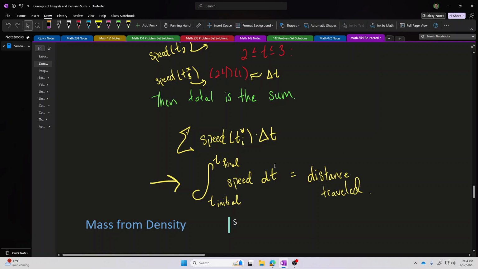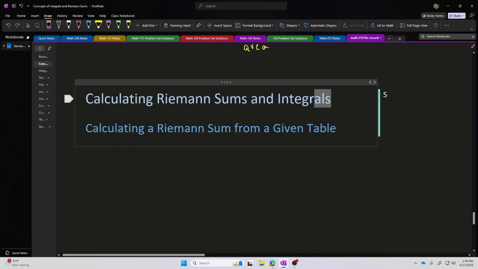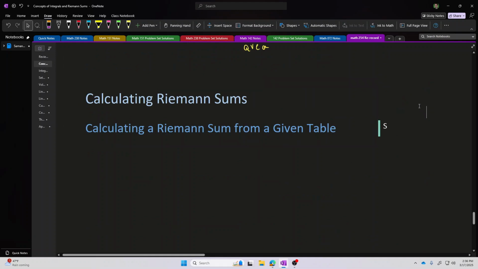So this is one of the more famous applications of integrals to physical quantities. If you integrate an object's speed with respect to time, you get the object's distance traveled. Finally, let's review the process of calculating Riemann sums and getting information about integrals using things like tables and graphs.